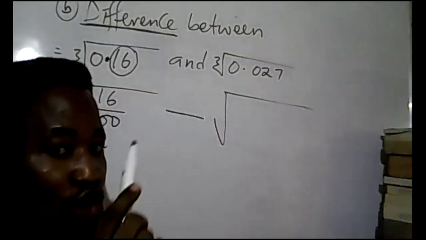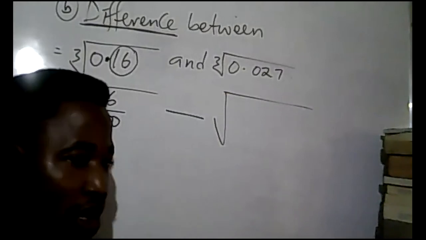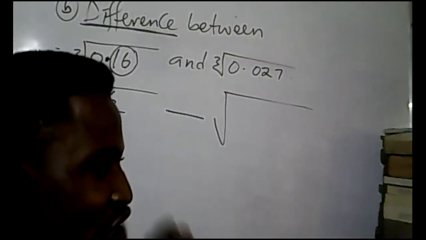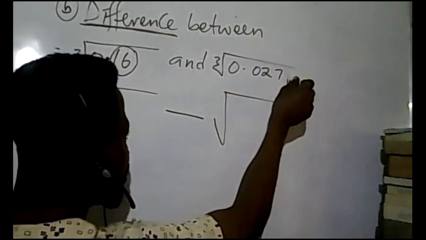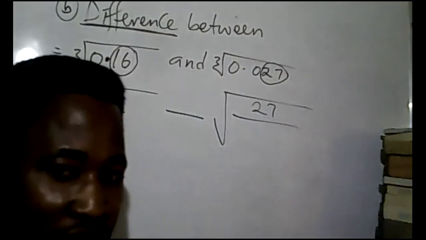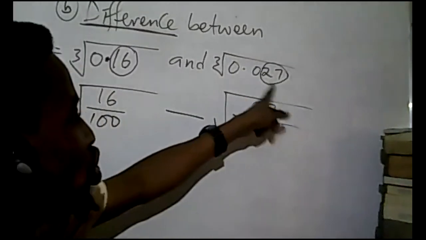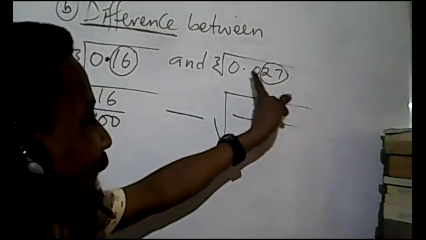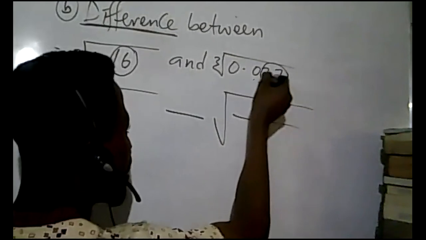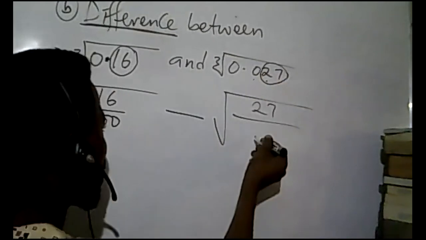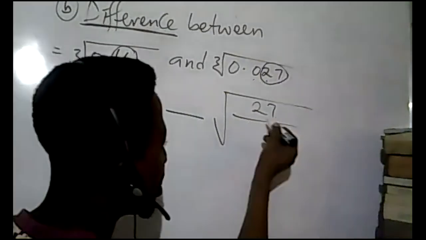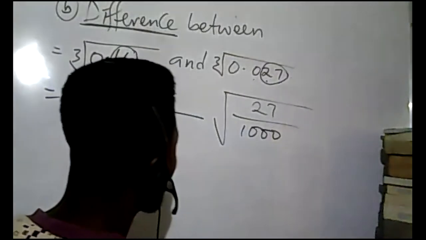Now write your numerator, which is your non-zero number, the number that comes after the decimal point. The non-zero number, I repeat, non-zero number. Your non-zero number here is 27. Now, to get your denominator, look at this and note how many digits come after your decimal point. This is 1, 2, 3. 3 digits after your decimal point. That means this is going to be over 1,000.